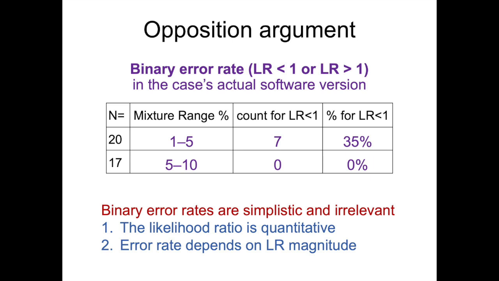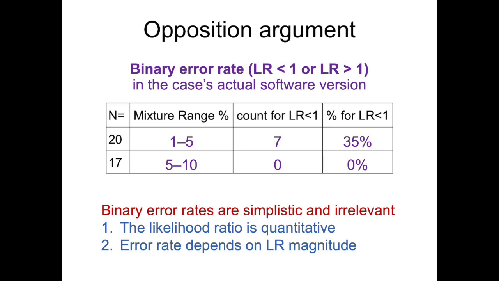The binary argument is twofold. One is, we knew there was a 35% error rate, and so it's unreliable. Not only did we know it, but we didn't disclose it to our colleagues. That's basically what the motion said.